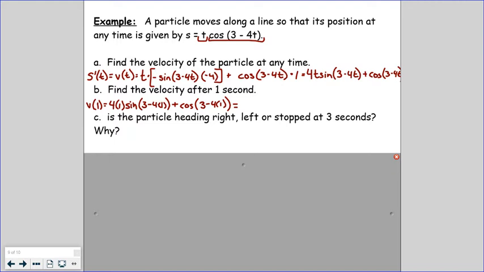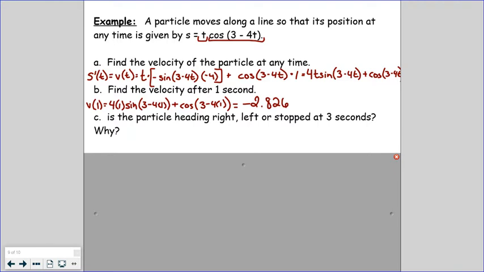Okay, so the velocity after 1 second, we should be getting -2.826, which again, remember what that means about our function. That means our function is decreasing, our position is decreasing there, slope is negative.